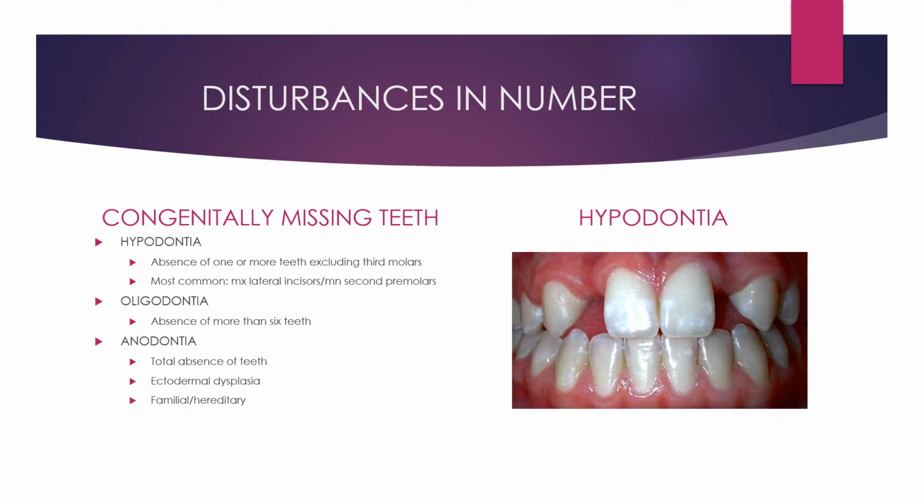And then there are instances where some or all of the teeth are missing. We have hypodontia, which is the absence of one or more teeth, excluding third molars. The most commonly congenitally missing teeth are maxillary lateral incisors and mandibular second premolars. Oligodontia is the absence of more than 6 teeth. Anodontia is the total absence of teeth. This is usually in cases of hereditary diseases like ectodermal dysplasia. And again, it's familial and hereditary.